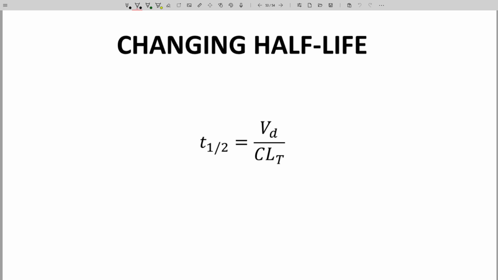Let's quickly think about the implications of having different Vd values. Remember that half-life is determined by both volume of distribution and clearance. If Vd is not constant, the half-life is not constant. This idea shocked me the first time I learned it.